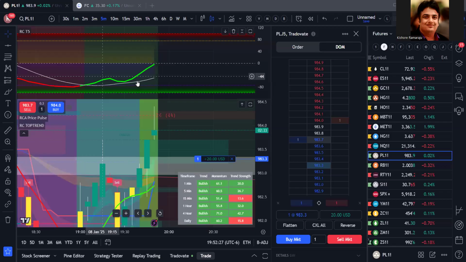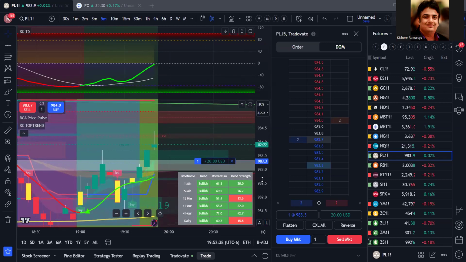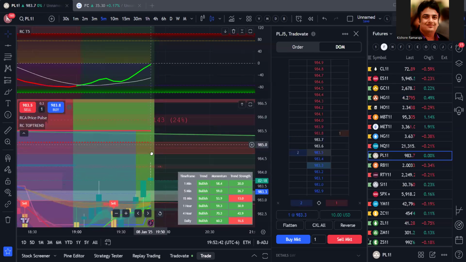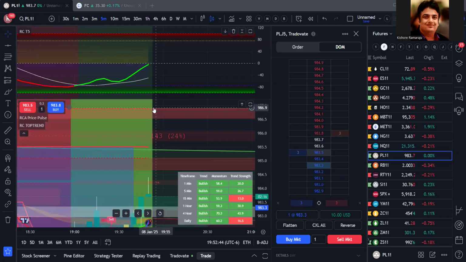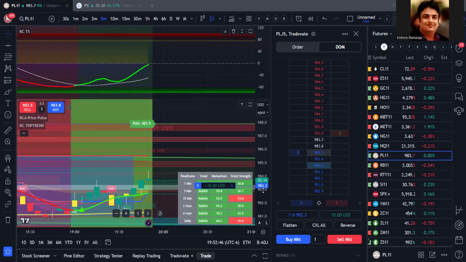There is a nice gap between here. Trend is completely bullish. Momentum is bullish. Strength is good. So it can go all the way to 985. By tomorrow, it can go all the way to 987 plus, or it will break this 987.9.